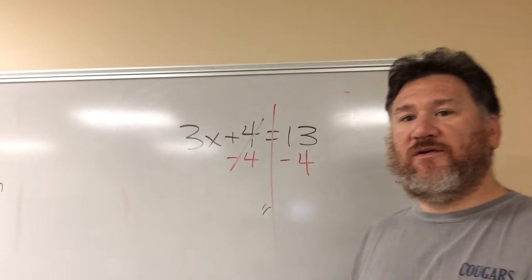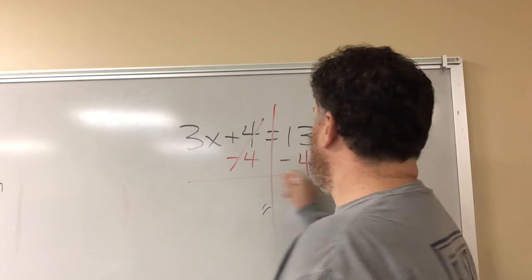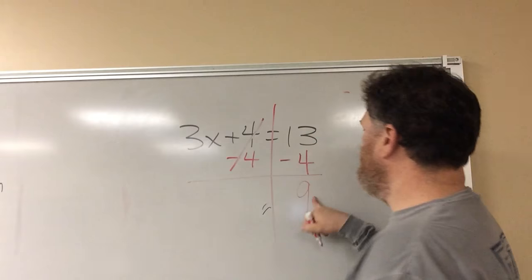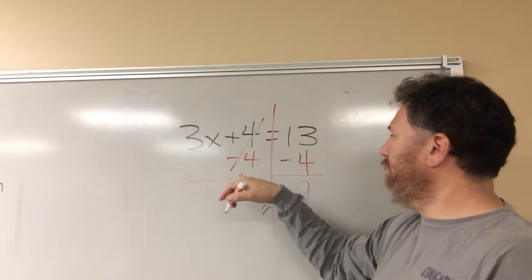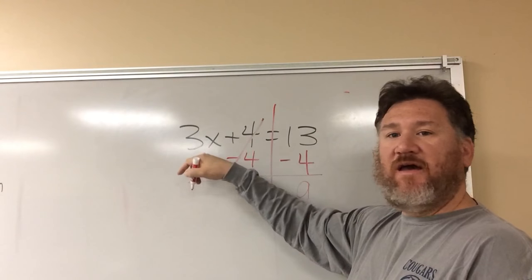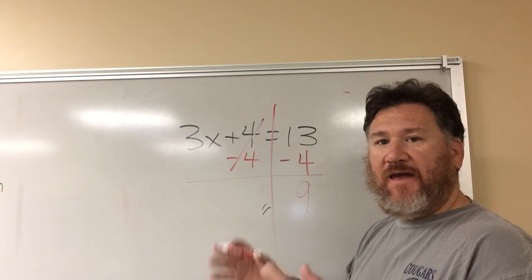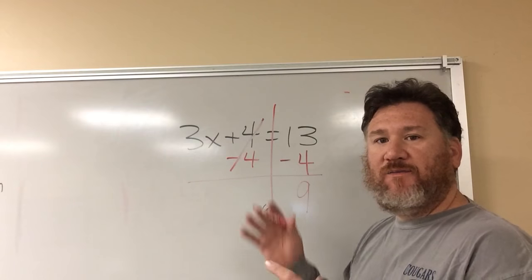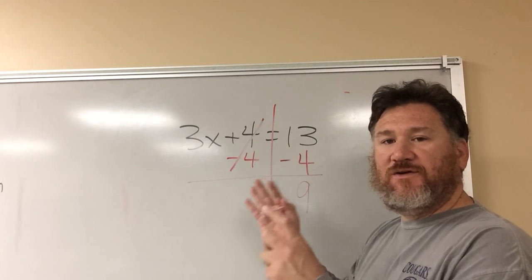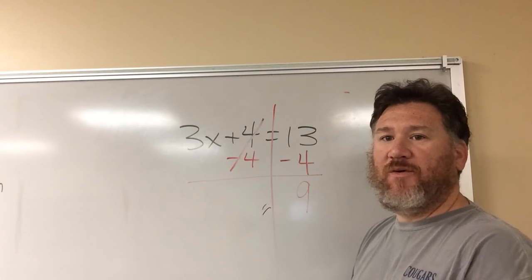13 minus 4 is going to give me 9. So I have 9 on the right side. On the left side, all I'm left with is this 3x. 4 minus 4 is 0. It cancels each other out. It goes away. I don't need to put a plus 0 over there. I already know that there's 0. There's nothing there, so I don't need to put a number to represent it.